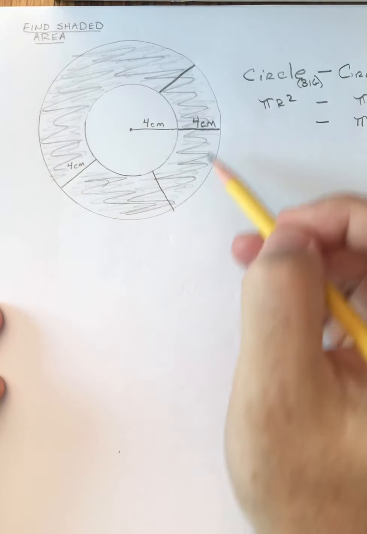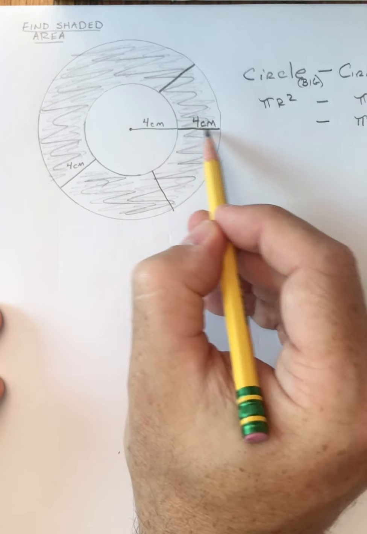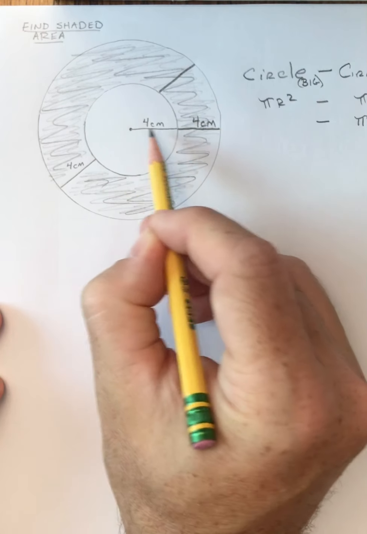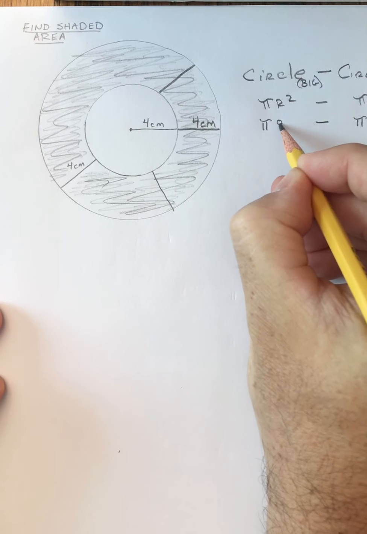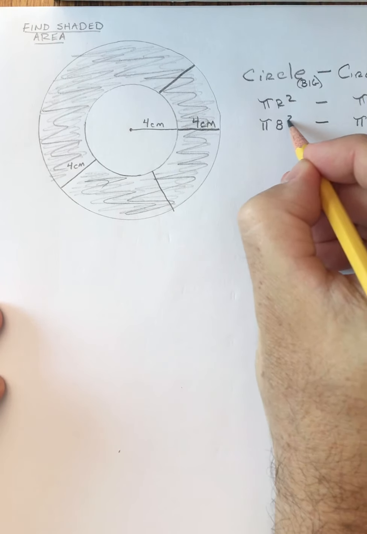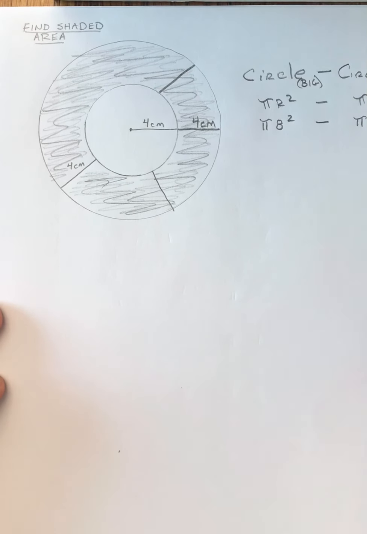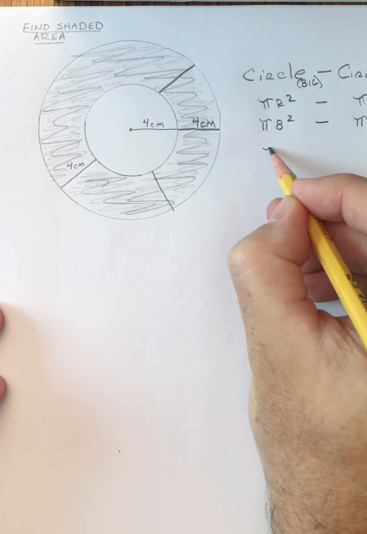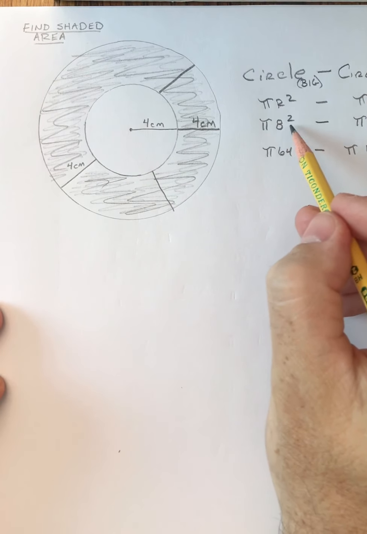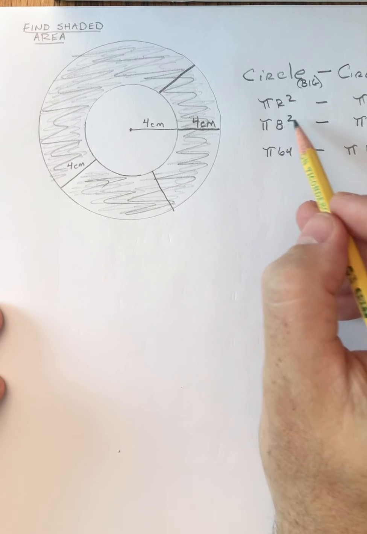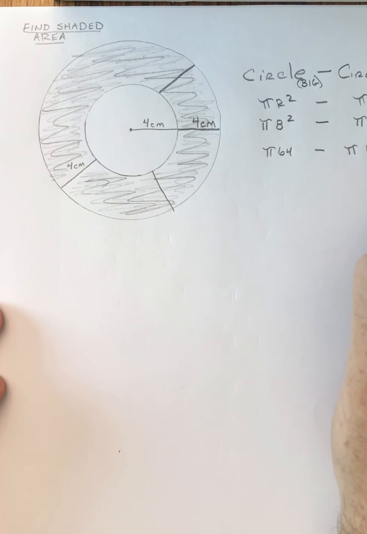So for this big circle, my radius is not 4 centimeters, but it's 4 plus 4. So this is going to be pi times 8, that's the 4 plus 4, squared. Now this is going to be pi times 64 minus pi times 16, that's 4 squared. Please don't be lazy about this. 8 squared is not 16, and 4 squared is not 8. Please make sure you're multiplying it by itself.